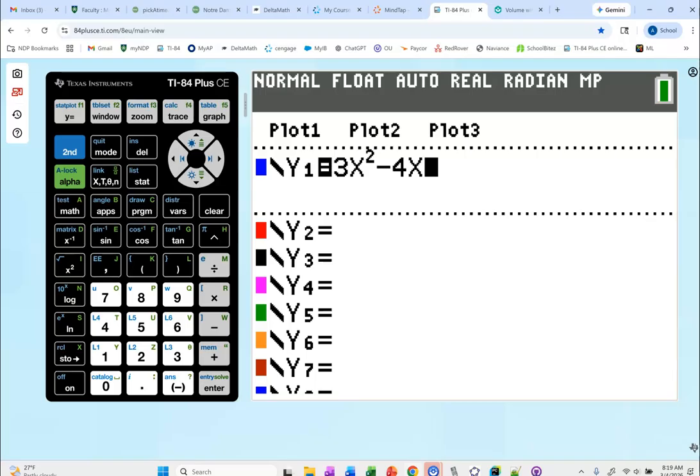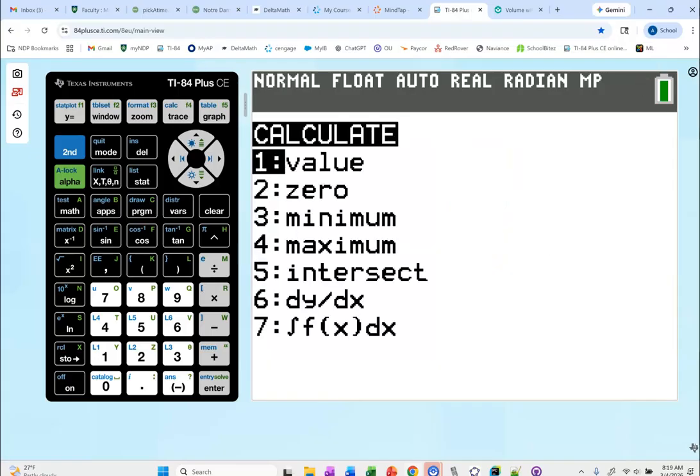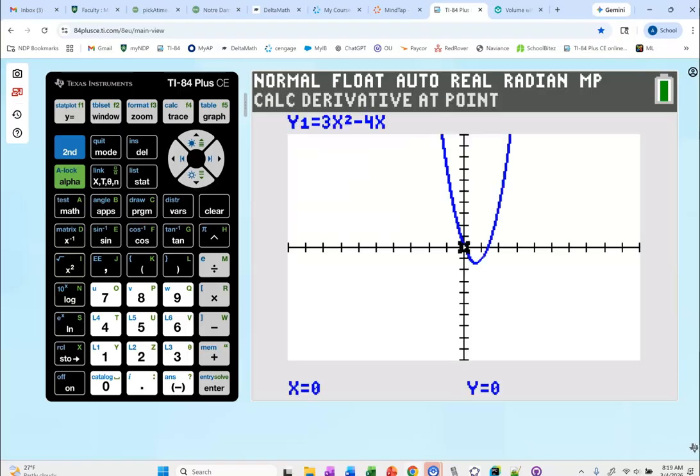So if I graph this, here's the graph of the function. And if I press second and the trace button, which one of these commands looks like the derivative? 6, right? Where it says dy/dx, that looks like our derivative notation. I'm at the point 0, 0 automatically. I press enter, it tells me the derivative is -4. Boom.